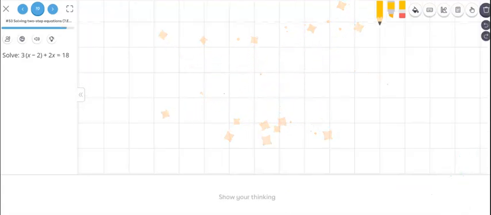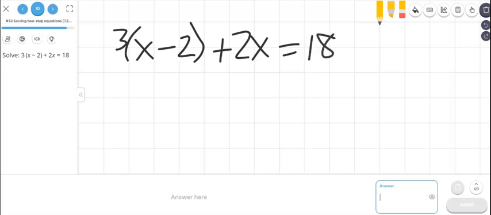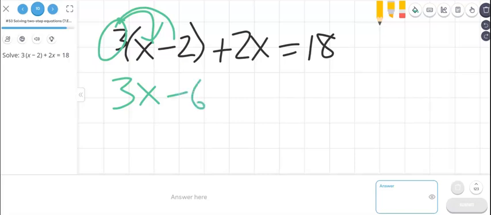Alright, last one, spicy. 3 parenthesis x minus 2 plus 2x equals 18. So the first thing we're going to do is distribute the 3 to the x, that's 3x, and 3 to the negative 2, that's negative 6. And then we have plus 2x equals 18.